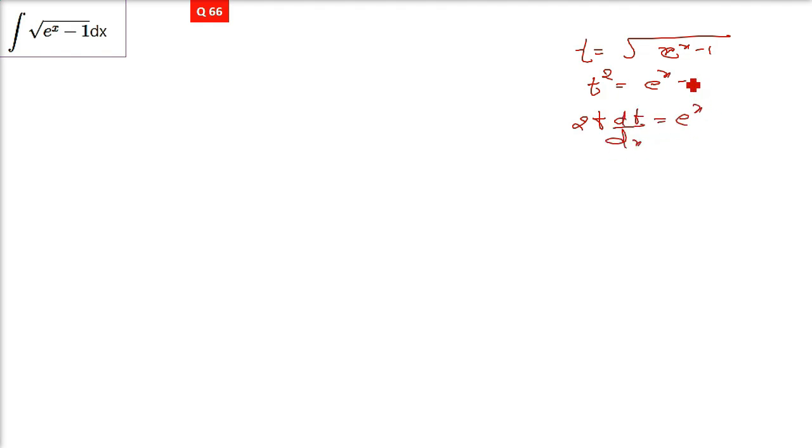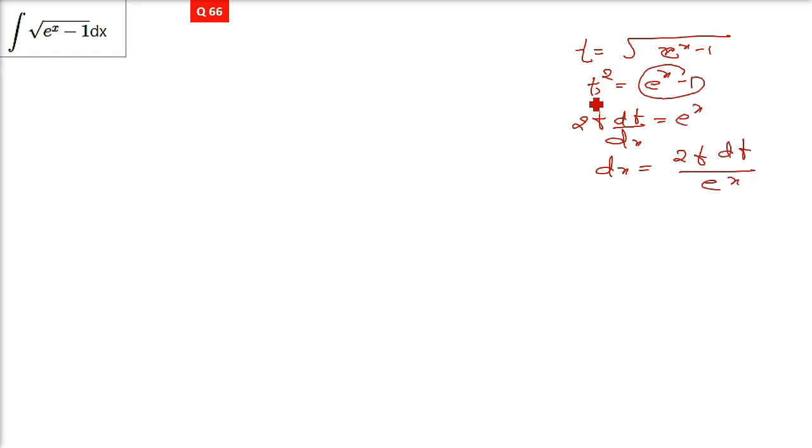2t dt by dx will be e raise x. Now e raise x minus 1 whole is t. So what about dx? Because you have to put dx also. So from here dx will be what? Just take dx on one side and other things on the other side. Then we'll formulate the dx.